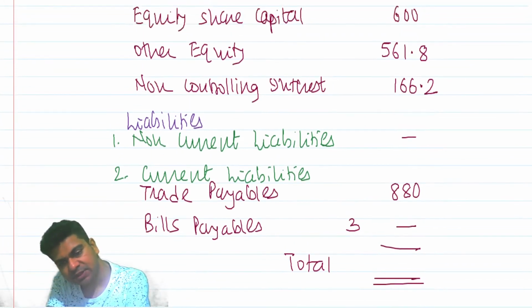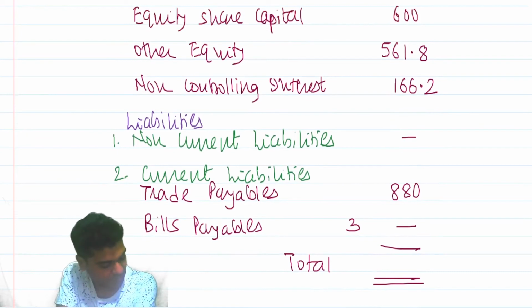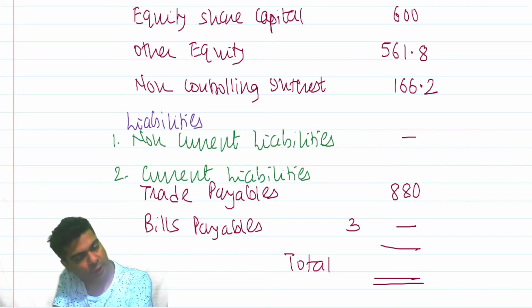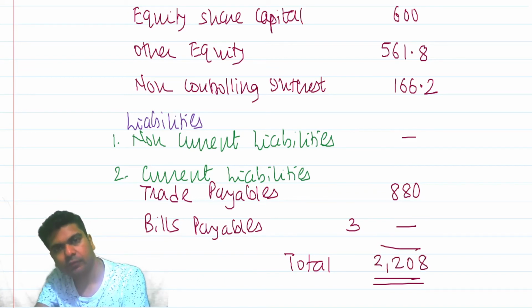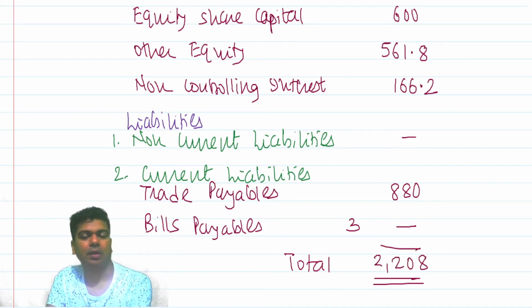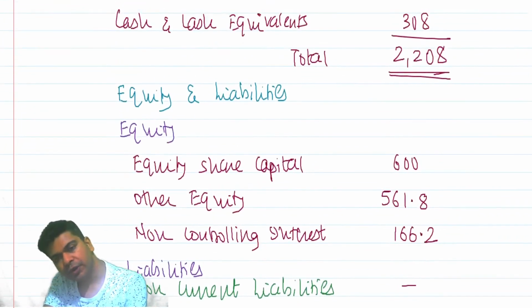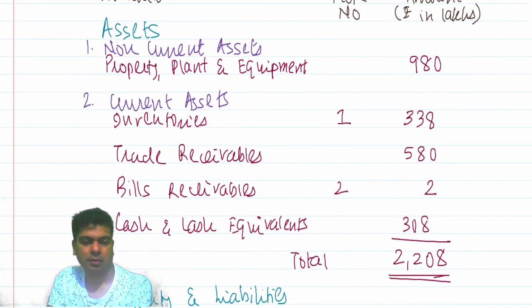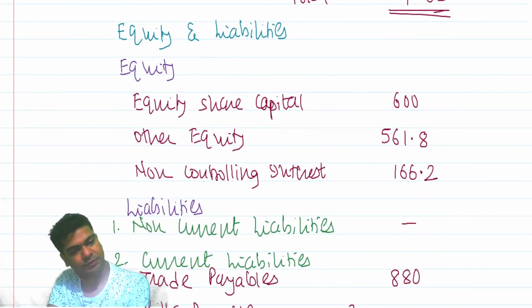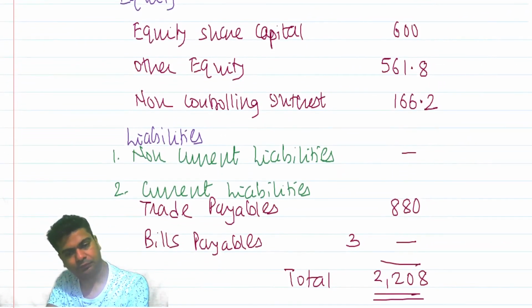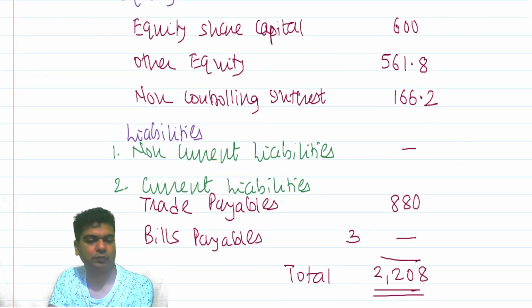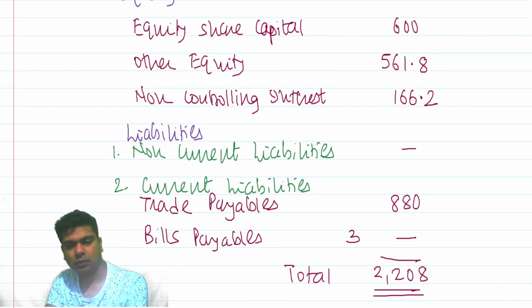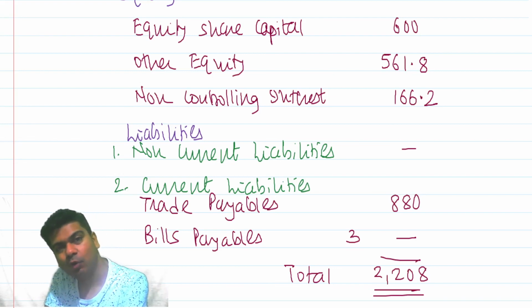Equity figure is 600. So 600 plus 561.8 plus 166.2 plus 880. 2208. Right. Assets 2208. Here it is, the entire asset side. This is the equity and the liabilities, 2208. That's the end of our consolidated balance sheet.